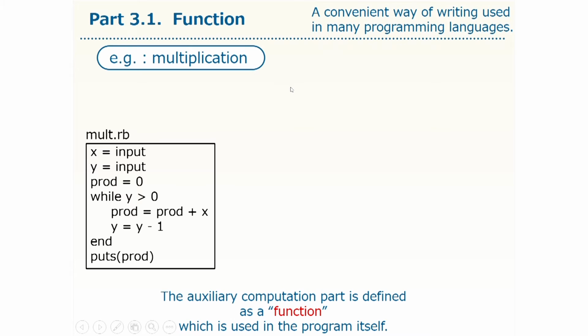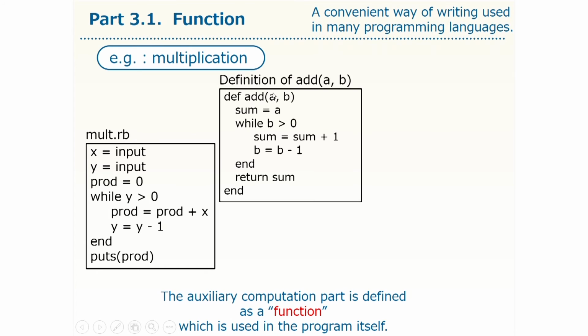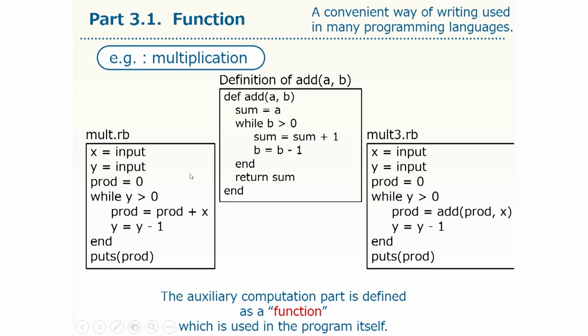For example, let's consider this example. First, we define the part computing a plus b as a function. I will explain later how to define it, but here we have almost the same program. Let's give the function the name add. This function named add is defined here. Given a and b, the function computes a plus b. This program can be rewritten using this function.